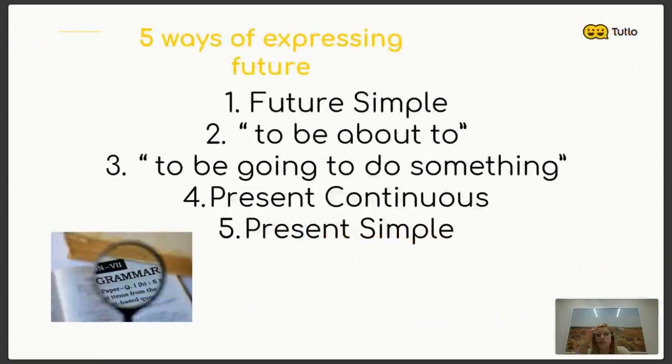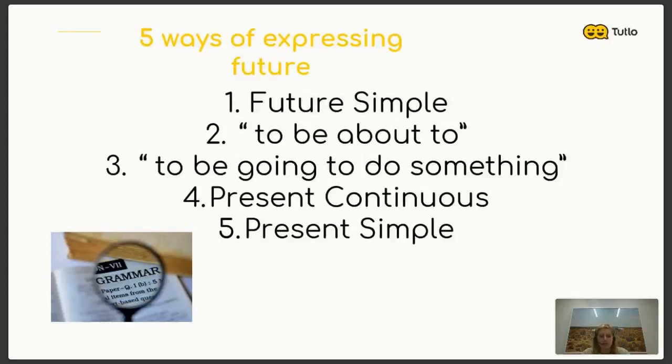So it's future simple, so this will. The construction to be about to do something. This is the second construction. The third construction is to be going to do something. Then we have the fourth construction, which is present continuous. And the last but not least, I mean, there are still more, is present simple.